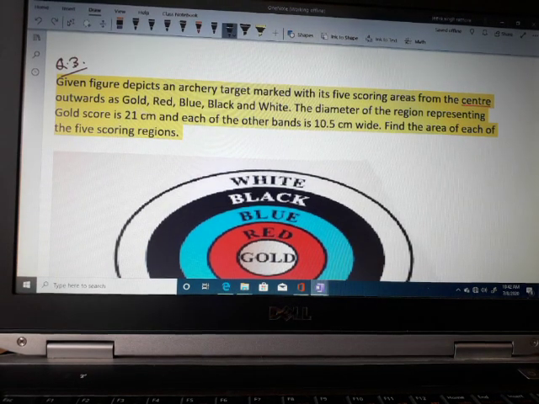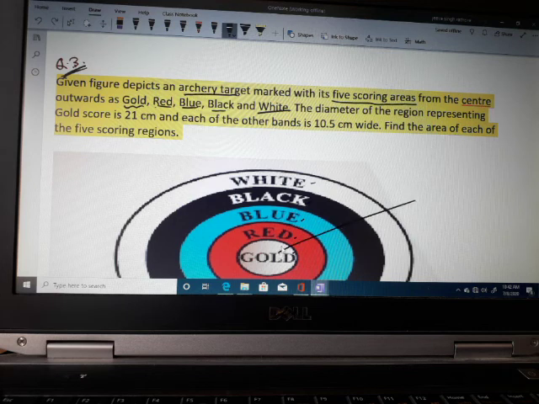Next, question number 3. The given figure depicts an archery target marked with the 5 scoring areas from the center outward as gold. First one is gold, second is red, third is blue, black, white. Gold, red, blue, black and white. The diameter of the region representing the gold score, the inner gold score's diameter is given.